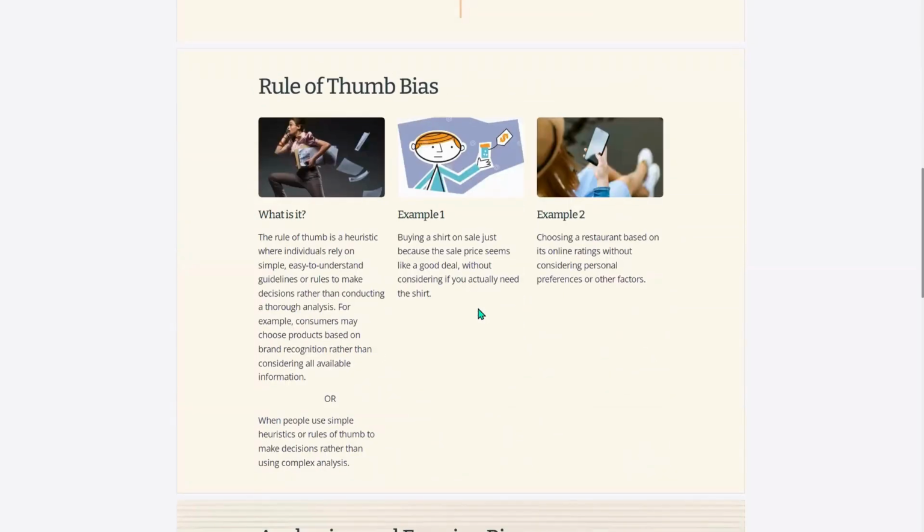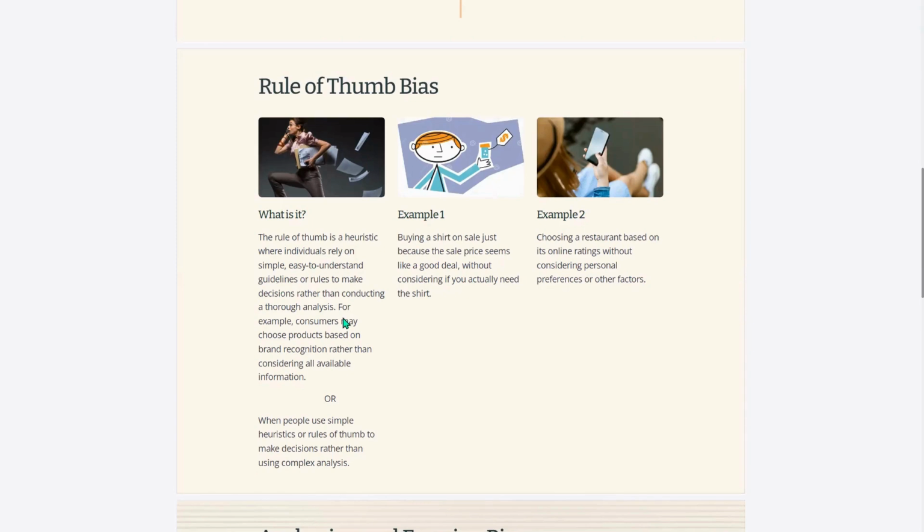Rule of thumb, like I gave you the example. Rule of thumb is a heuristic where individuals rely on simple, easy to understand guidelines or rules to make decisions rather than conducting a thorough analysis. So it means if you want to buy something, you did not do a thorough analysis, you're just relying on some simple, easy to understand rule which has been told to you. Yes.